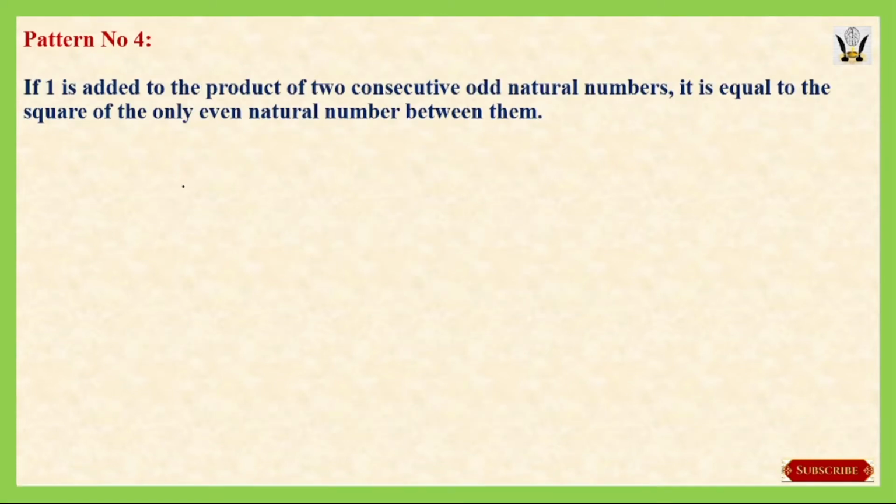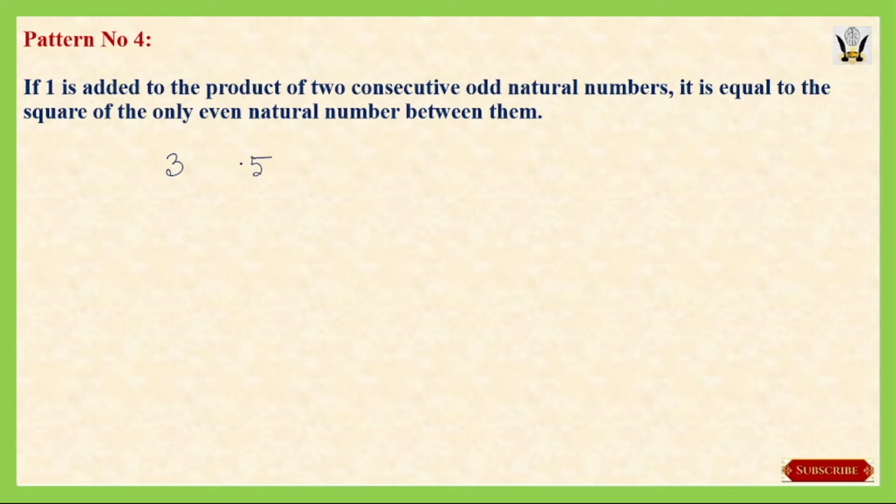Now the next pattern says that if 1 is added to the product of two consecutive odd natural numbers, it will be equal to the square of the only even natural number between them. So first what we have to choose? We have to choose two consecutive odd natural numbers. Now one natural number, suppose it is 3, and then the next odd natural number will be 5.